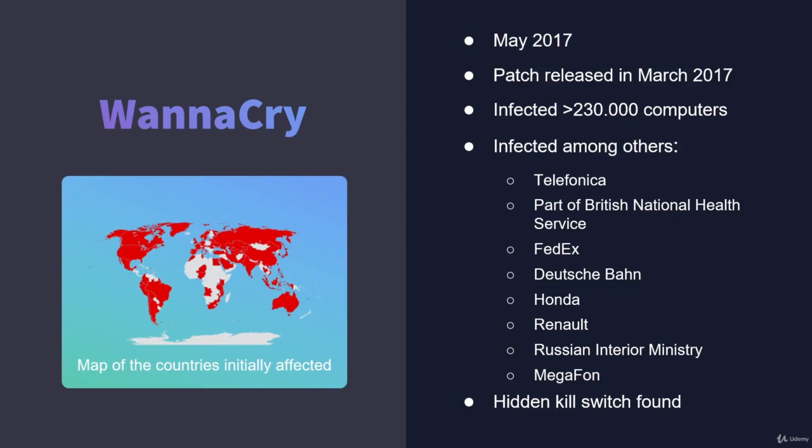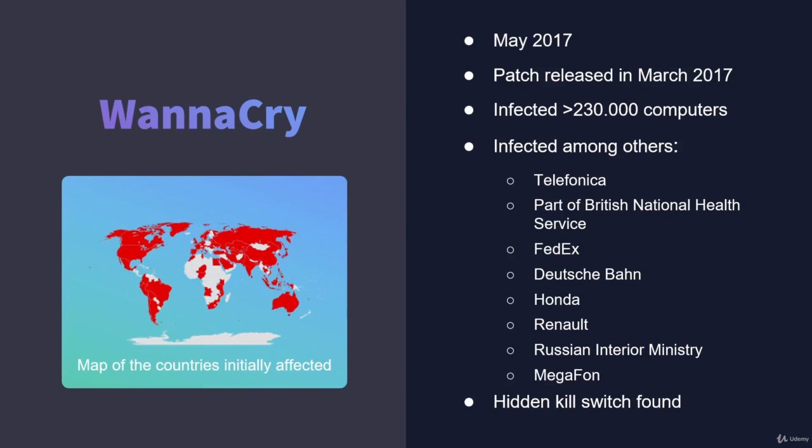Even though Microsoft released a patch in March 2017 that fixed the vulnerability exploited by WannaCry, in May 2017, WannaCry still spread to over 230,000 unpatched computers around the world. You can see on the left side a picture with the countries affected by the initial WannaCry attack. The affected countries are colored in red. WannaCry impacted many companies and organizations, such as the Spanish telecom Telefónica and the British National Health Service, impacting multiple hospitals which had to turn away patients and cancel scheduled operations.